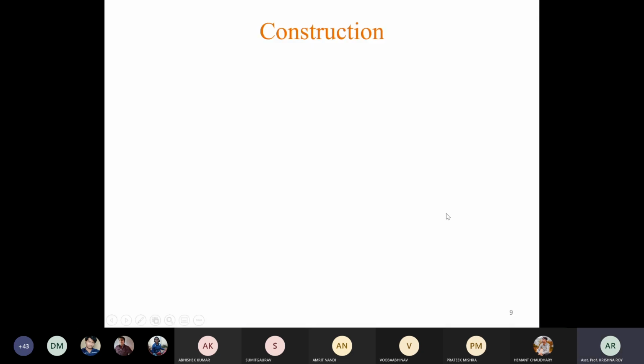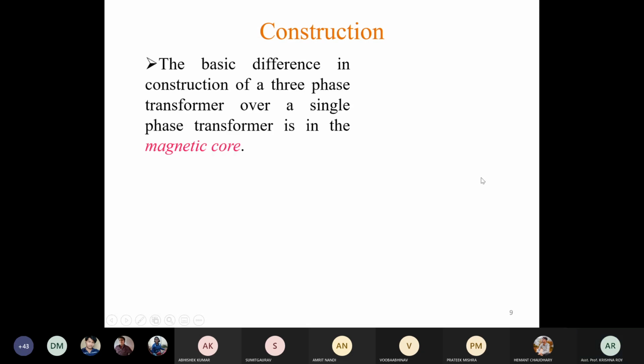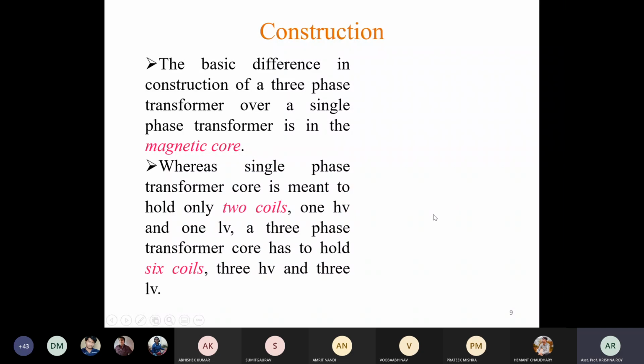next is construction of three-phase transformer is almost same with that of single phase transformer. The only difference is the construction of transformer core or the magnetic core. Okay, in a transformer, single phase transformer, the core is meant to hold or carry only 2 windings, that is one high voltage winding and one low voltage winding. But in case of three-phase transformer, the core has to hold 6 coils, sometimes 9 coils.